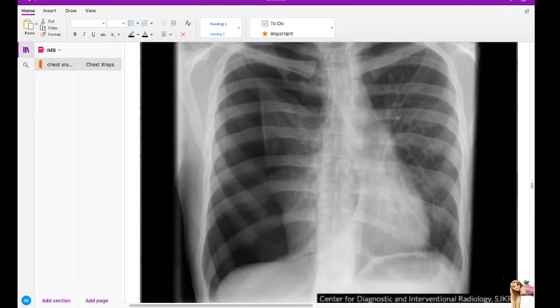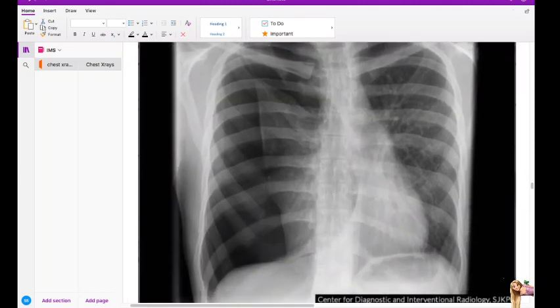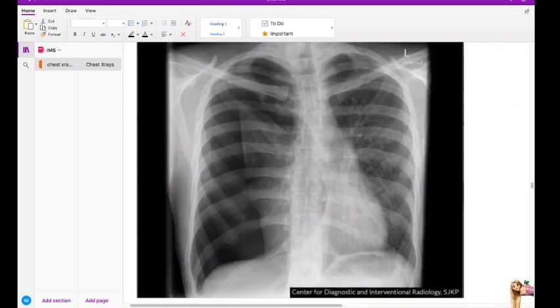Now this one. Can you guys see this one?